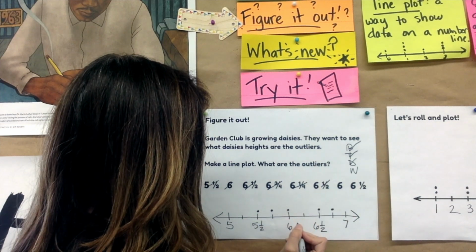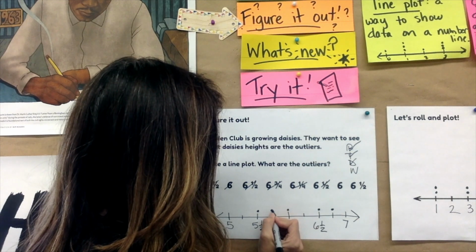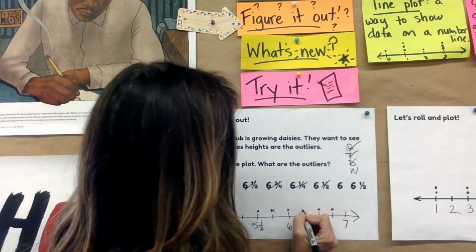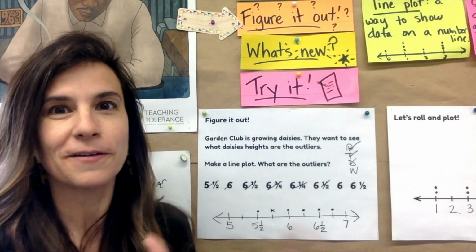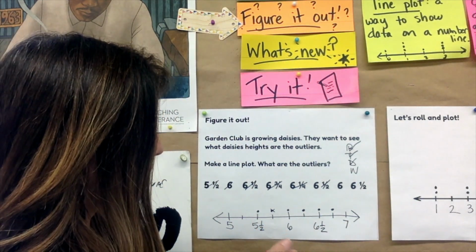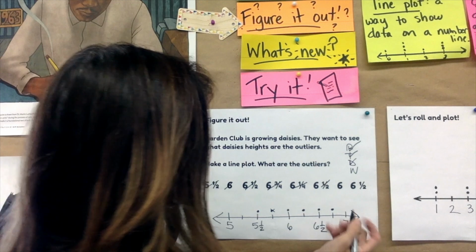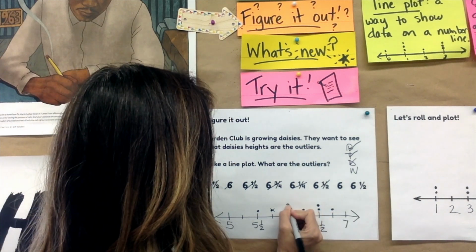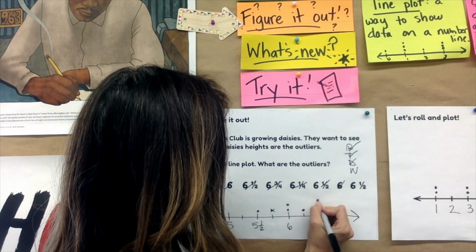6 1/2. Oh, I messed up. This doesn't go here. Whoopsie daisy. Let's cross that one out. That would be 5 3/4, 6 1/4. That's all part of figure it out. Sometimes you make mistakes. Okay, so we got 6 1/4, 6 1/2 again, 6 again, and 6 1/2 again.